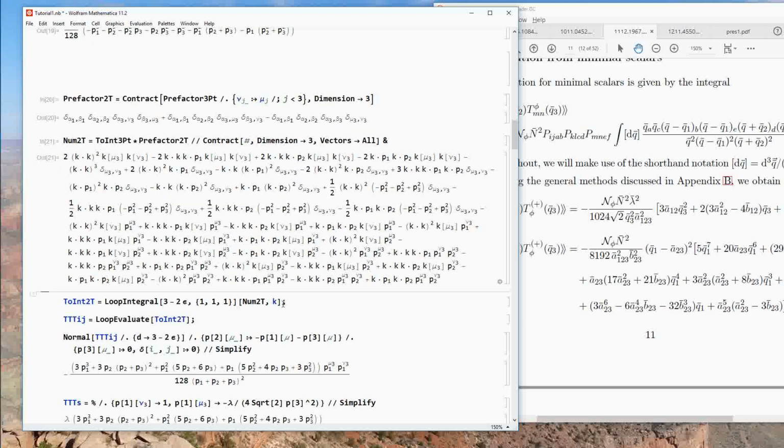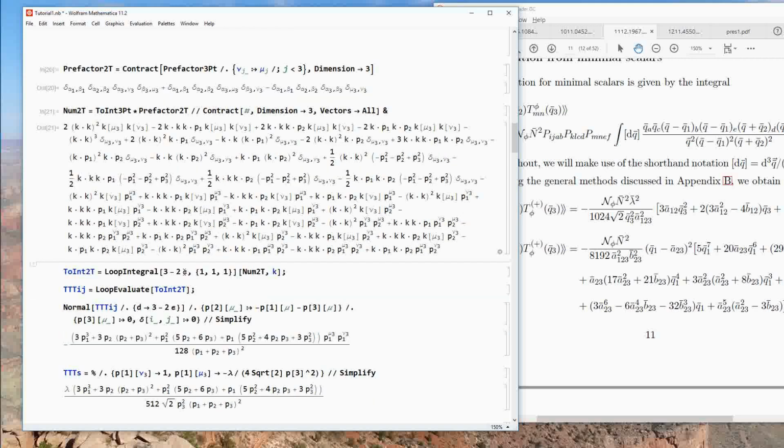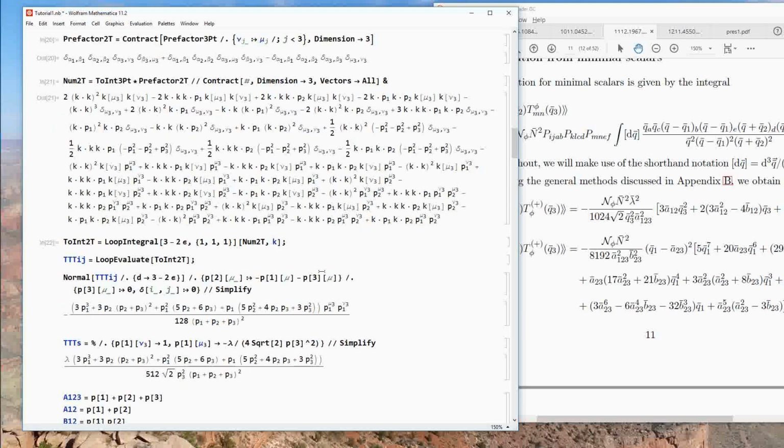And now we substitute the loop integral. Here, just to be safe, I put the dimension to be 3 minus 2 epsilon. So the final result is finite. The problem is that some intermediate steps may have some divergences, and this is just for safety. So, okay. And now we do the loop evaluation, and the result is obviously long. You can see it, and it will take a moment, but it's worth it.